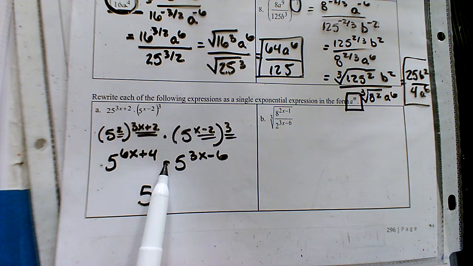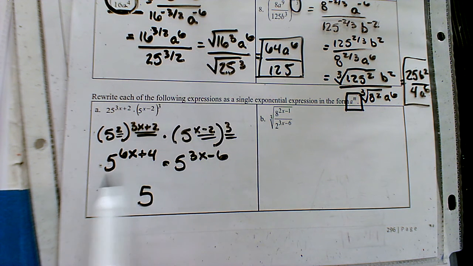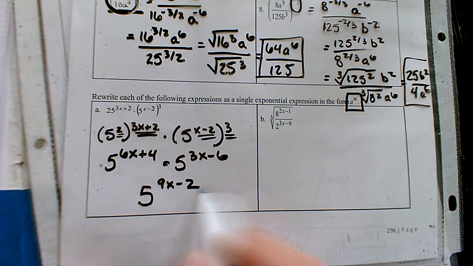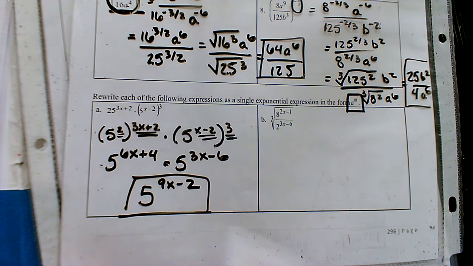Notice how we're multiplying the same base. So our property tells us we can add the powers. So 9x and then minus 2. Our single base is 5 and our single power is 9x minus 2. I like it.